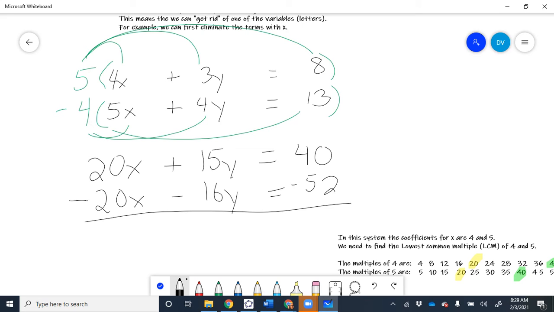Okay, so if I add everything, it doesn't really matter which ones we add first, but what I'm going to do is start on this side. These are called the constants. If I add 40 and negative 52, I get negative 12. Okay, so that'll be negative 12. And let me get rid of that thing now.